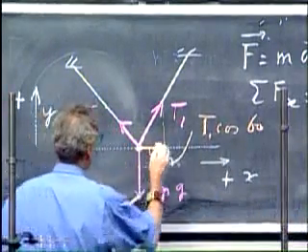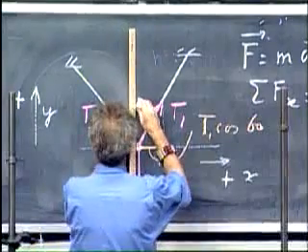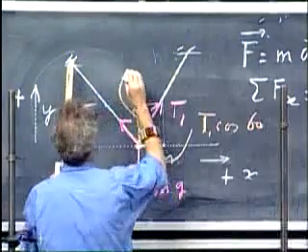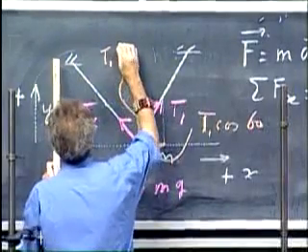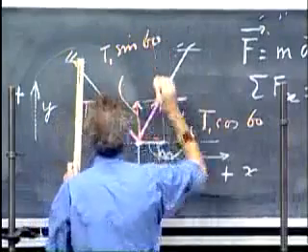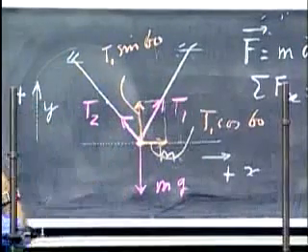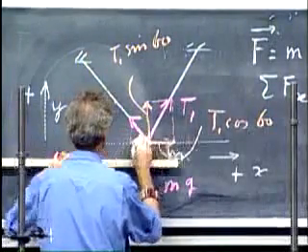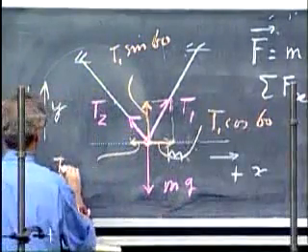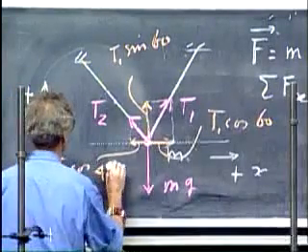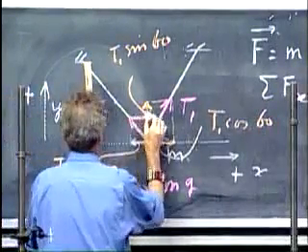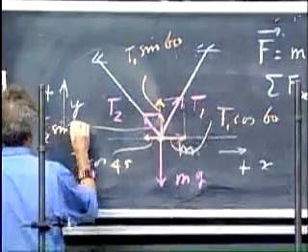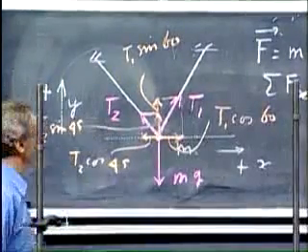Now, I want to know what this one is. This one is T1 times the sine of 60 degrees. This projection, T2 cosine 45 degrees, and the y component T2 times the sine of 45 degrees.